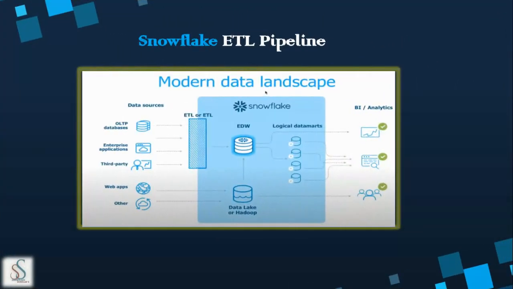And this is the Snowflake ETL pipeline. The blue area which I am showing is the Snowflake area, where it can do ETL processing and maintain a data warehouse, and you can segregate the data into logical marts. Once the logical data marts are created, Snowflake gives these reporting tools access to fetch the data and generate visual charts.